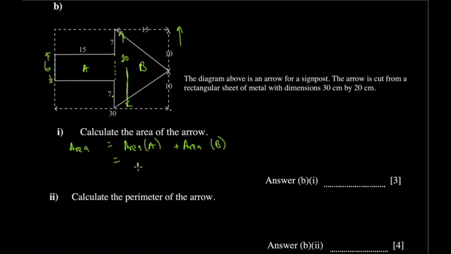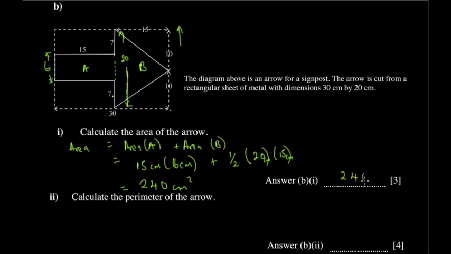So area of A is equal to 15 centimeters by 6 centimeters, plus area of B. Area of B is equal to half base, which is 20, by height. The height here is given as 15, so by 15 here. You can put centimeters here if you want. You get 240. The units for area are square units, so since we're dealing with centimeters, it must be square centimeters. And then you're done. Then calculate the perimeter of the arrow.